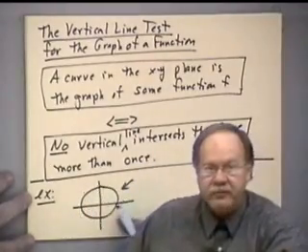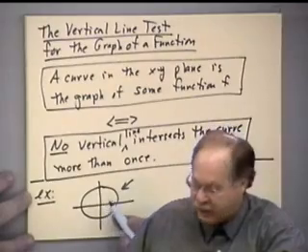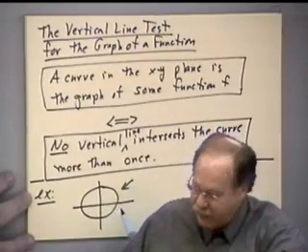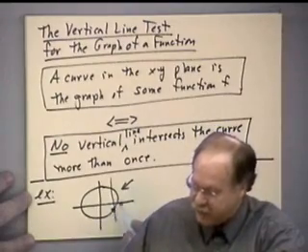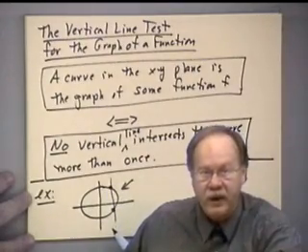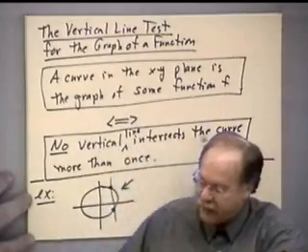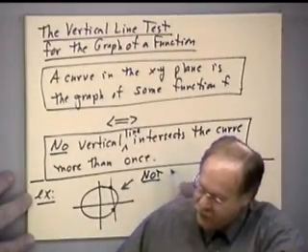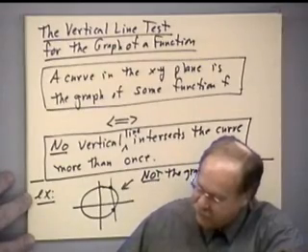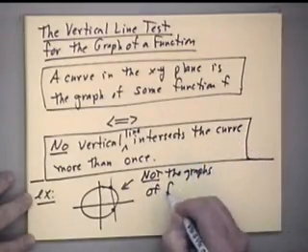This is a circle, unit circle, say, centered at the origin. This is not the graph of a function. Why? Because vertical lines in many places cross the curve. In this case, it crosses the curve twice. So that's not allowed. A vertical line must only intersect the curve once. So these are not the graphs of functions.